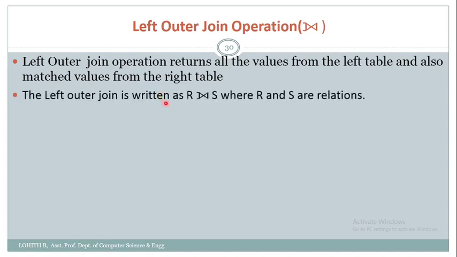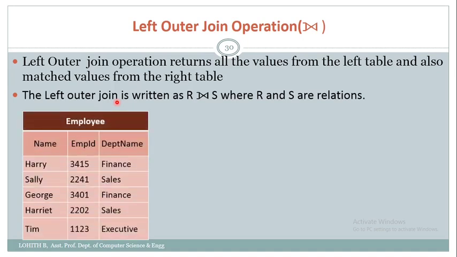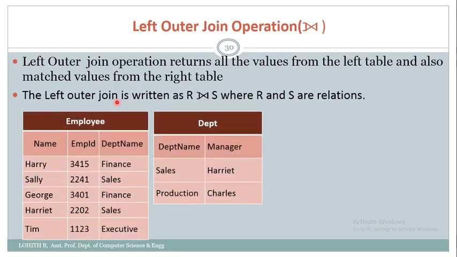Let us see the syntax of left outer join. That is R left outer join S, where R and S are relations. This is the notation for the left outer join operation. Let us understand with a simple example. Let me consider these two relations, employee and department. In the employee relation we have three attributes: name, employee ID, and department name. In the department relation we have two attributes, department name and manager.